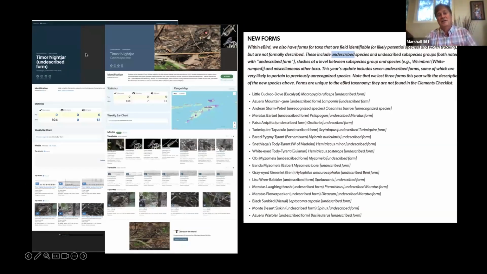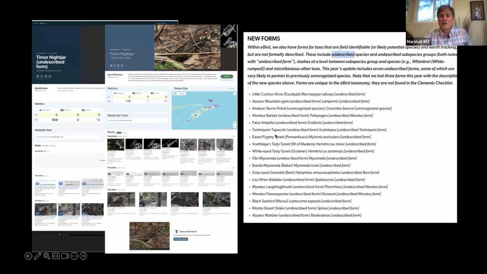But the fact that we have these undescribed forms available in eBird, they're often very well known by the guides in South America or Indonesia that there is this new taxon that is yet to be described. But that lets us collect observations, start to understand the range and movements of these birds, collect vocalizations, collect photos, and those vocalizations and photos can then be used to help make the case for its species level status and what it's related to.